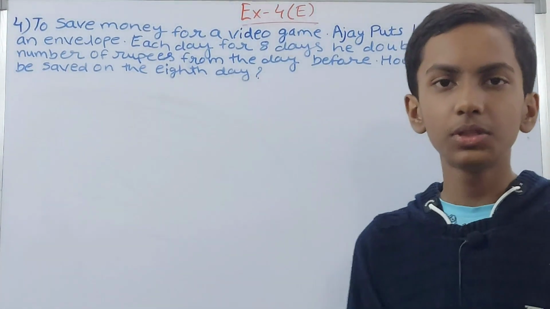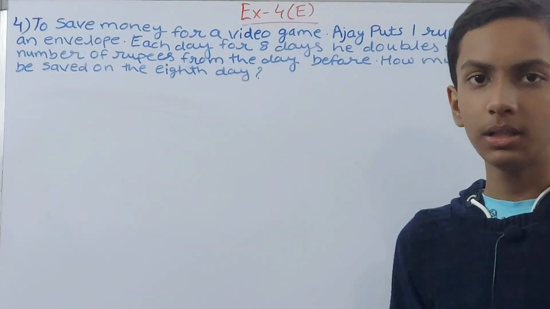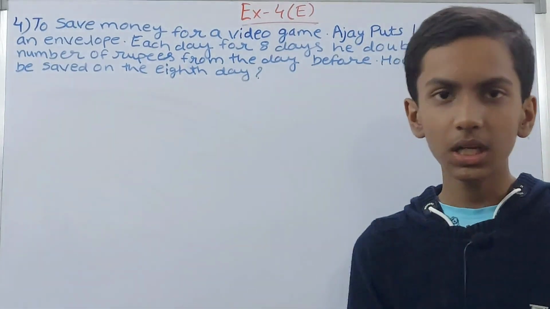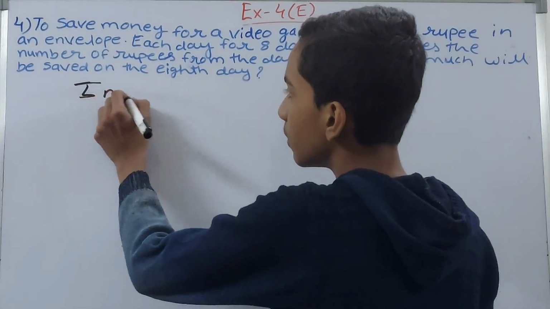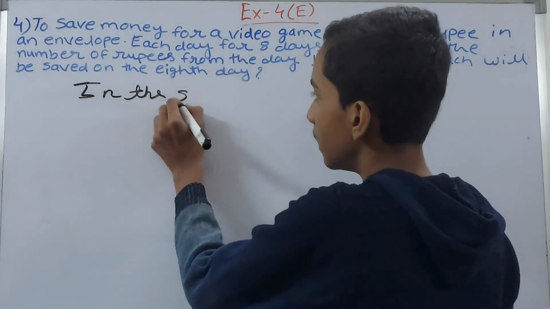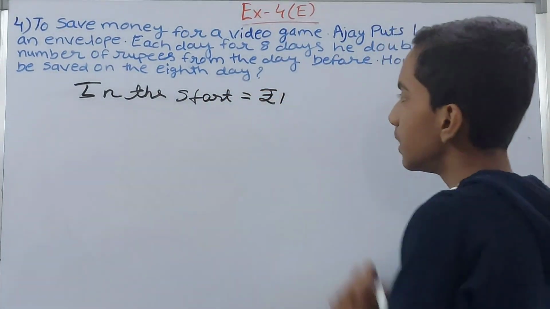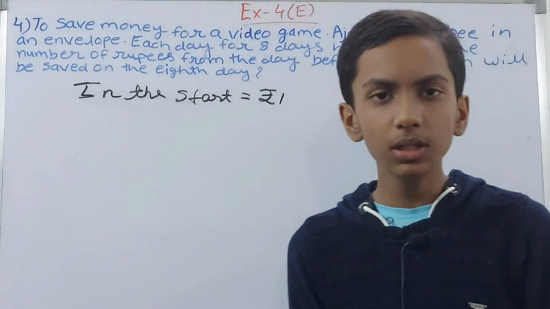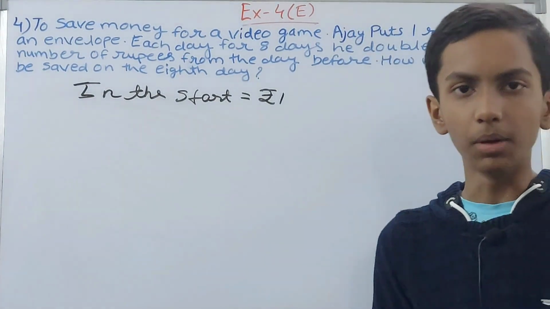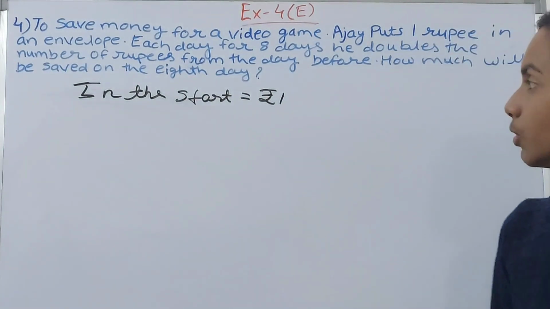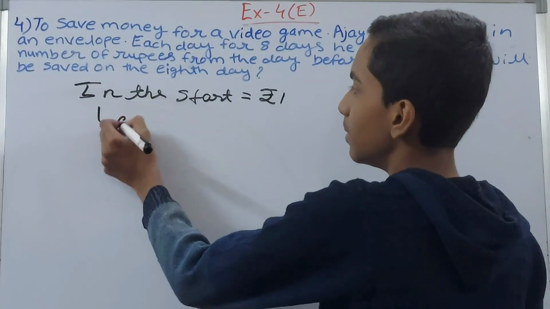what we have got is that there's a boy who saves money for buying a video game, right? And in the very starting, he puts rupees 1 in an envelope. So you can write here that in the start, he had how many rupees? Rupees 1 in the envelope. Now, the next day, this rupees 1 would be doubled, and so double of this becomes what? Rupees 2, after one day, basically, right?